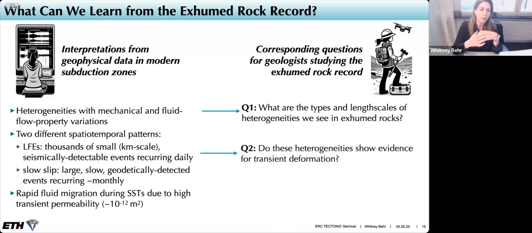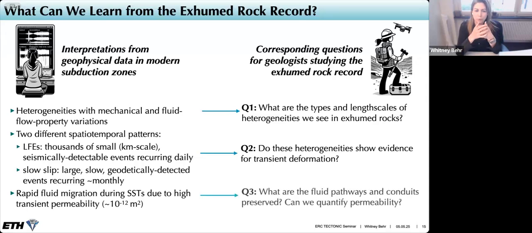When it comes to observations of transient events such as LFEs and slow slip, we can ask what types of transient deformation features we actually see in exhumed rocks. And then when it comes to evidence for rapid fluid migration, we can ask what the plumbing systems of subduction shear zones look like. And in some cases, as I'll show later, we can try to quantify both the background and transient permeability that might define these slow slip host regions.